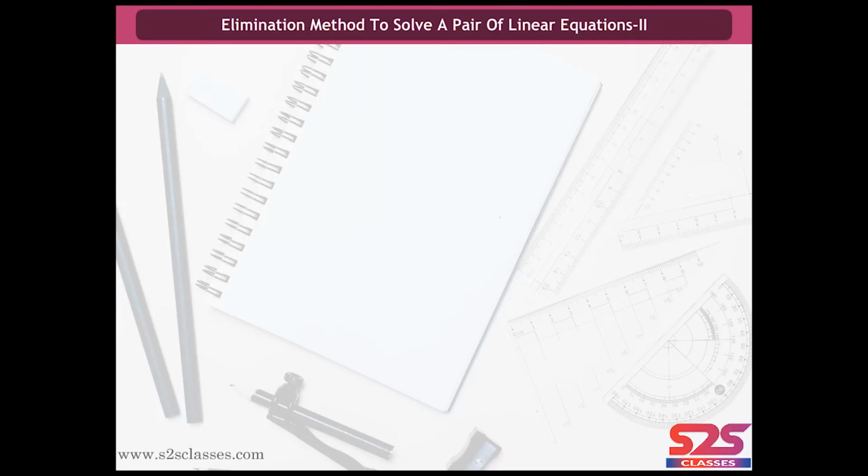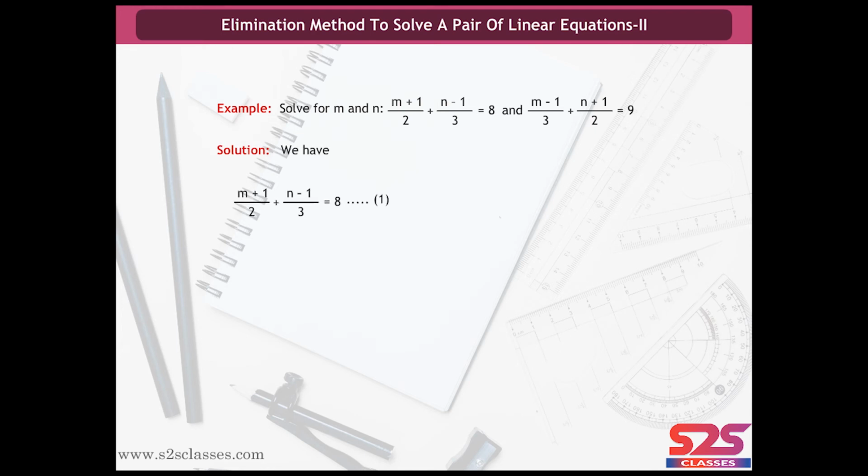Elimination method to solve a pair of linear equations 2. Example. Solve for m and n. M plus 1 by 2 plus n minus 1 by 3 is equal to 8 and m minus 1 by 3 plus n plus 1 by 2 is equal to 9. Solution. We have two equations m plus 1 by 2 plus n minus 1 by 3 is equal to 8. Let it be equation number 1 and m minus 1 by 3 plus n plus 1 by 2 is equal to 9. Let it be equation number 2.